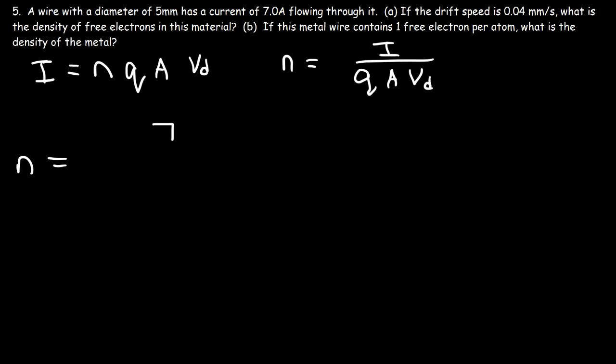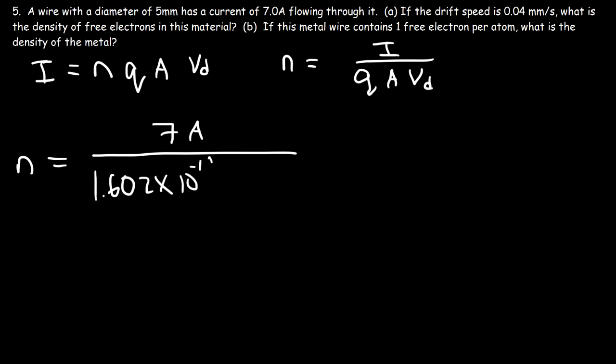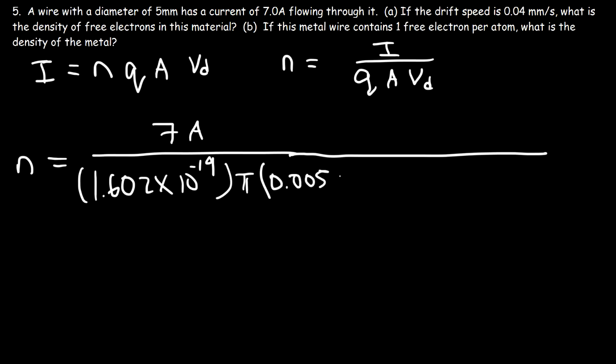So the current is 7 amps. The charge per electron is 1.6 times 10 to the negative 19. The area is pi r squared. And so 5 millimeters, you need to divide that by 1,000 to get it to meters. So that's going to be 0.005 meters squared. And the drift speed is 0.04 millimeters per second. And milli is 10 to the minus 3, so you could say it's 0.04 times 10 to the negative 3 meters per second. And so let's go ahead and plug this in.